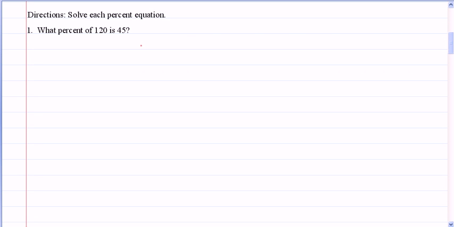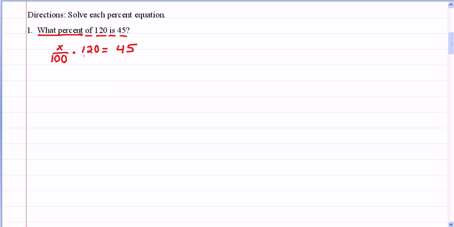So if I take the percent equation in number 1, what percent of 120 is 45, I'm going to translate this based on the table above. What percent translates to x over 100, of translates to multiply, 120, is translates to an equal symbol, and then the number 45. So now I have x over 100 times 120 equals 45, and our goal is to solve for x.